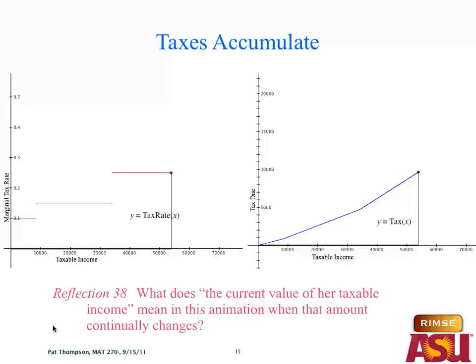Yeah, Ben. I think it's just referring to a specific X value. Okay. And what would we need to do to get a specific X value? Well, we just have to have a start and end point, or an end point in this case, because she can only make so much in a year. Okay. So when she makes that amount, that is the current value of her taxable income, or some point in time, some other reference.